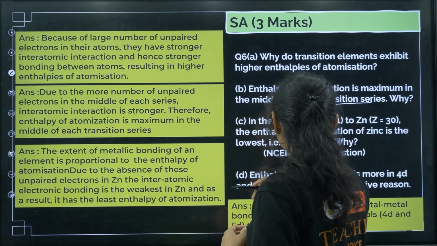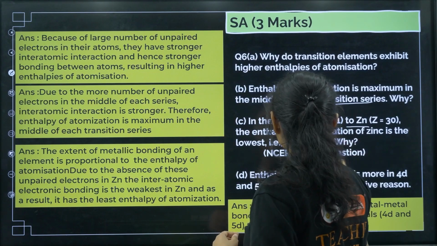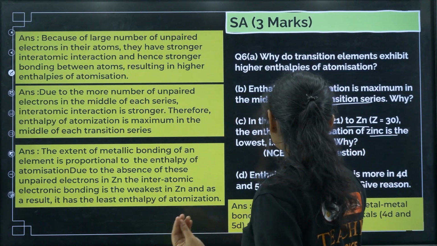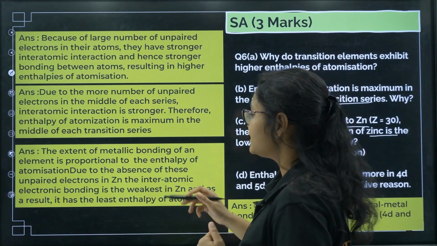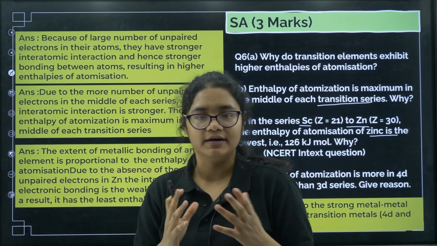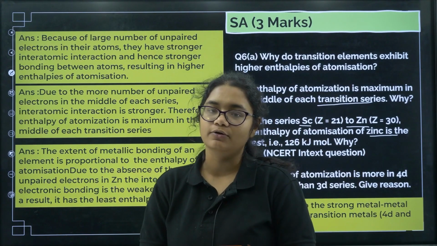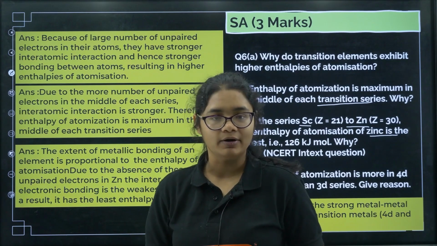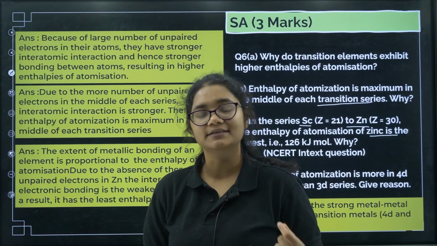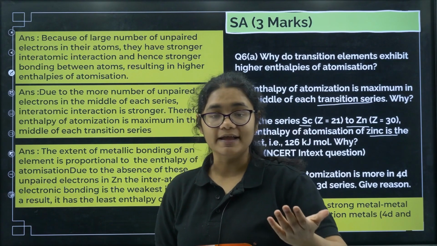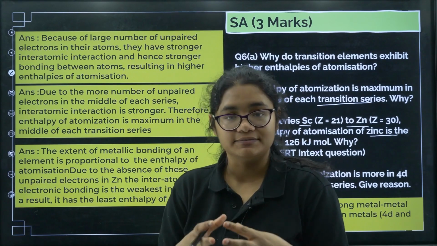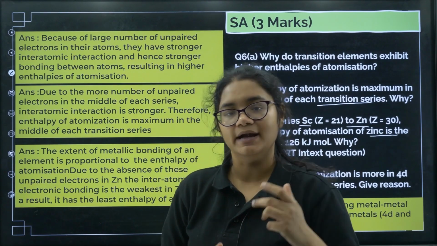Next we have scandium to zinc. The enthalpy of atomization of zinc is the lowest. Why? Zinc has completely filled d orbitals. It does not have any unpaired electron. If there is no unpaired electron in zinc, then there will be no metallic bonding. If no metallic bonding, then the interatomic forces are very weak, and that is why zinc can melt easily.